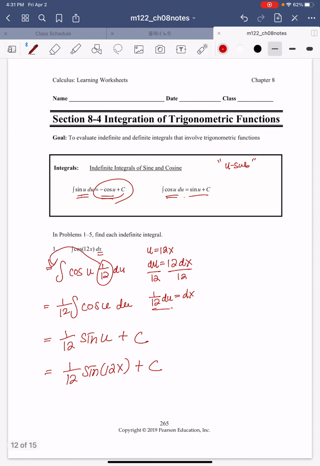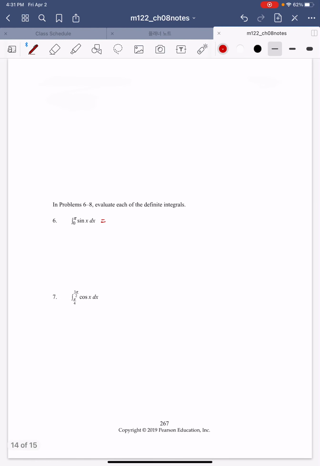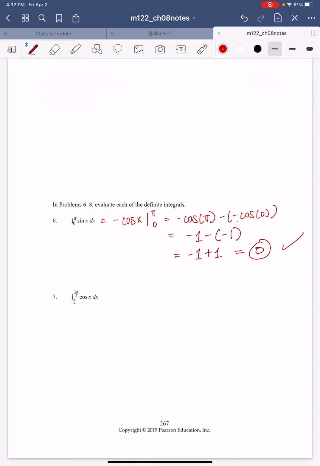So the antiderivative of sine is negative cosine. So I have negative cosine x integrating from 0 to pi. So I have negative cosine pi minus negative cosine of 0. Okay. So cosine of pi is negative 1, and then minus cosine of 0 is positive 1, but here you have a negative, so negative 1. So I have negative 1 plus 1, so I get 0 as the final answer.